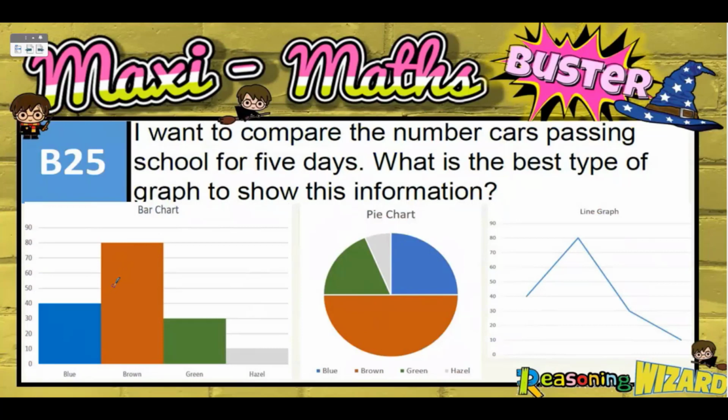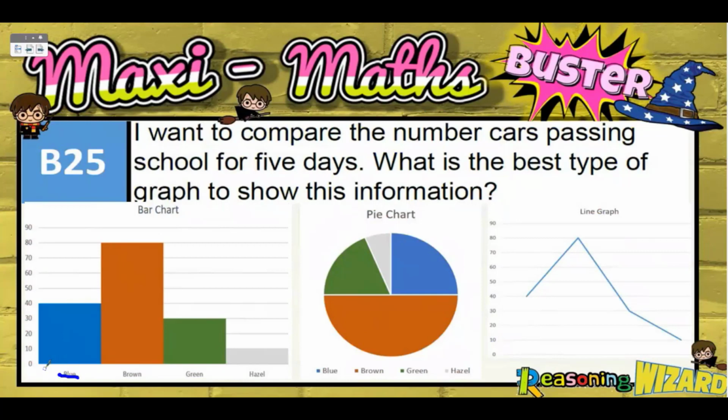Question 25. I want to compare the number of cars passing school for 5 days. What is the best type of chart to show this information? Now, these charts and graphs here, bar chart, pie chart, line graph, are actually showing different types of eye colors for a different number of students. But you could easily make this days of the week instead.